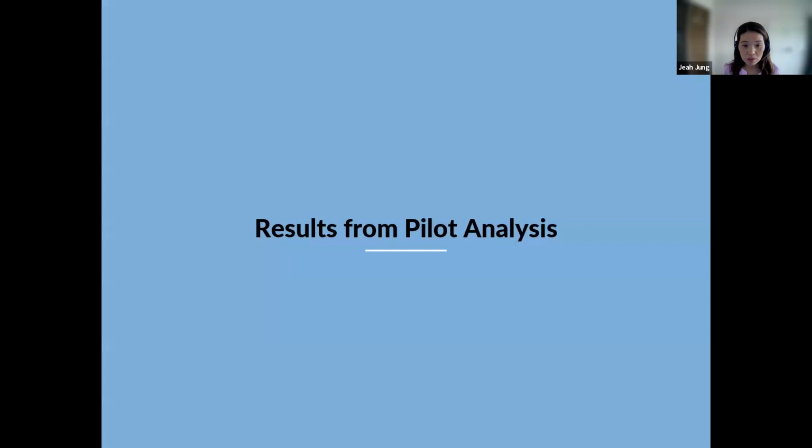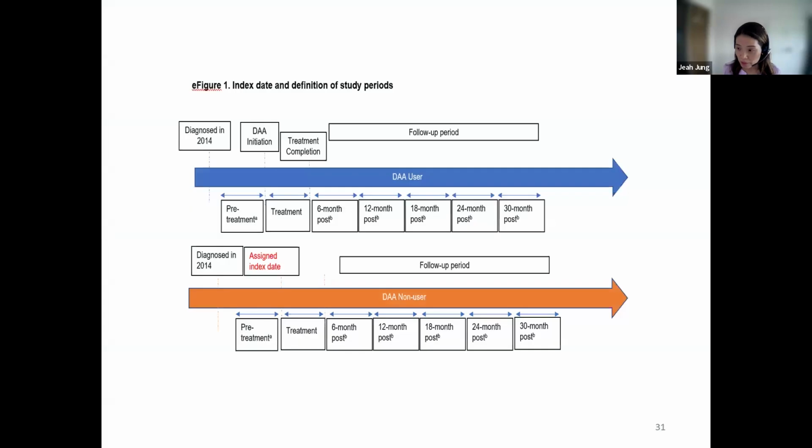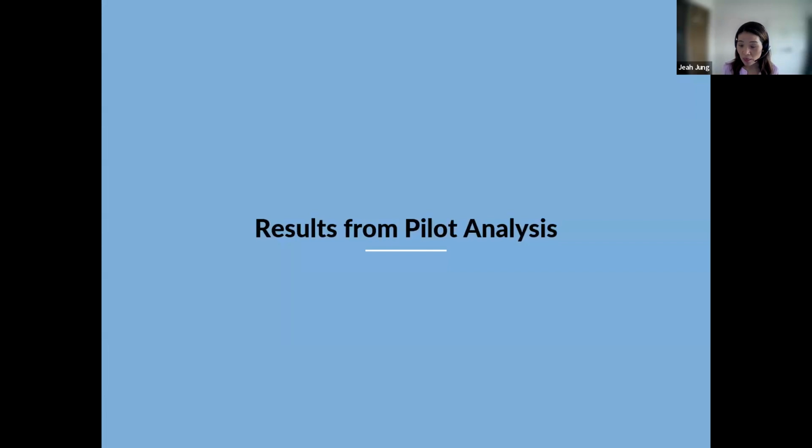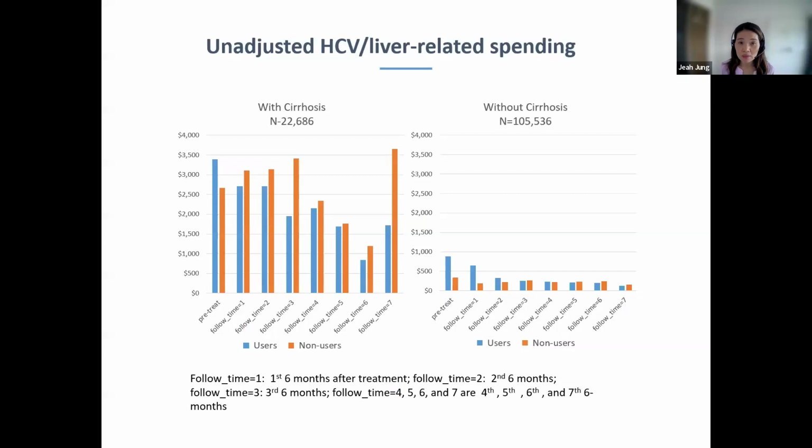Okay, so this paper is published in a journal, and I think I shared the article that we published. The results that I'm showing today are slightly different. These come from a pilot analysis. The idea is almost the same, and the conclusion is probably similar, but the numbers are not exactly the same as in the published paper. So here are the results.